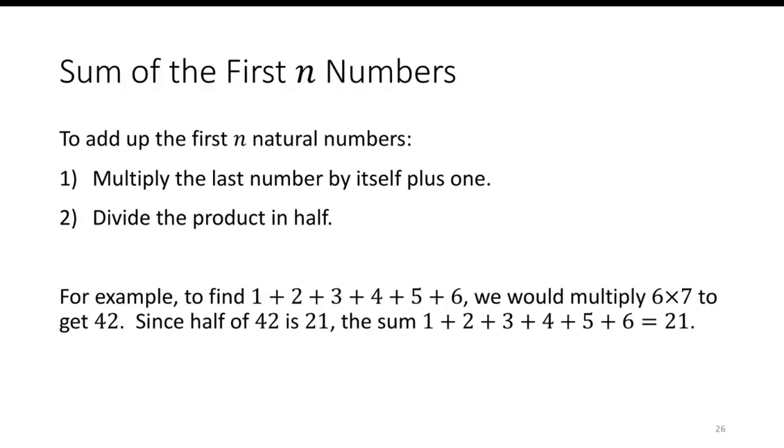Alright, finally, the sum of the first n numbers. To add up the first n numbers, you multiply the last number, the largest number, by itself plus 1, and then divide by 2. So add up 1 plus 2 plus 3 plus 4 plus 5 plus 6. I would take 6 times 7 is 42, divided by 2 is 21. So 1 plus 2 plus 3 plus 4 plus 5 plus 6 is equal to 21.